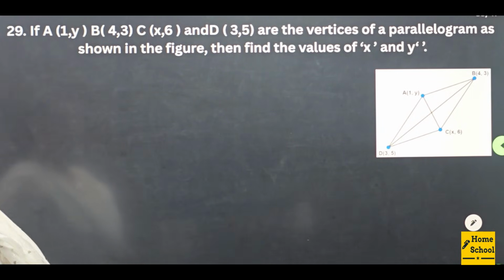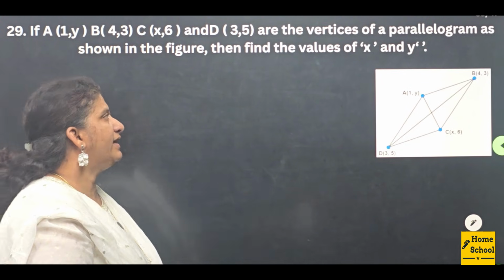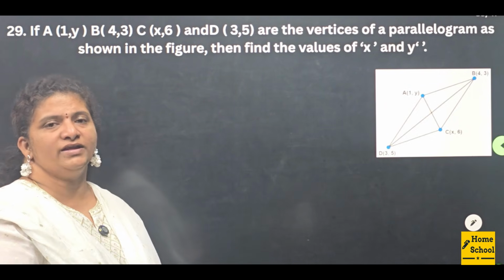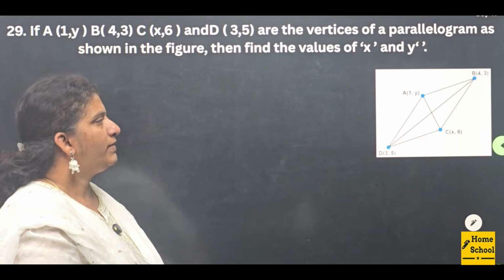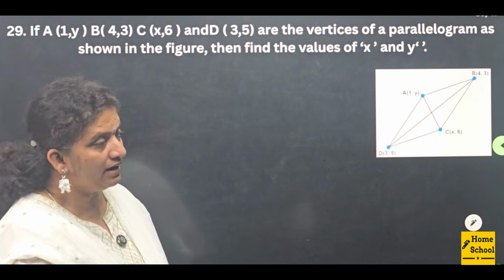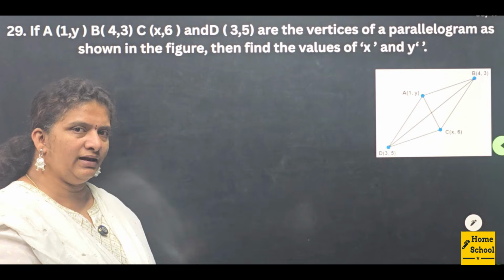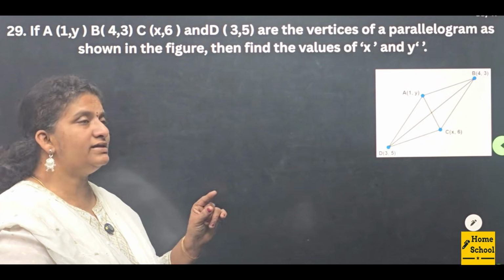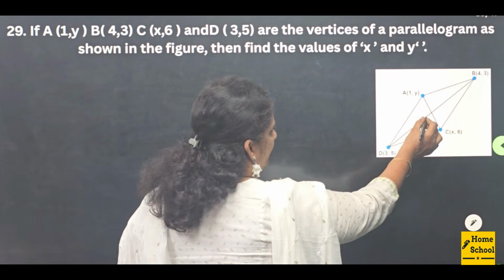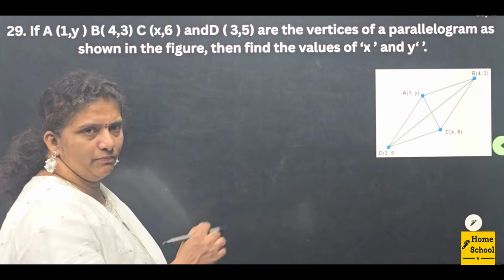29th. If A(1, y), B(4, 3), C(x, 6) and D(3, 5) are the vertices of a parallelogram as shown in the figure, then find the values of x and y. You can see a parallelogram over there, and AC, BD are the diagonals. In a parallelogram, opposite sides are parallel, and in the same way, diagonals also bisect each other. Bisect means AC is exactly at the midpoint and BD is also bisecting exactly at the midpoint.